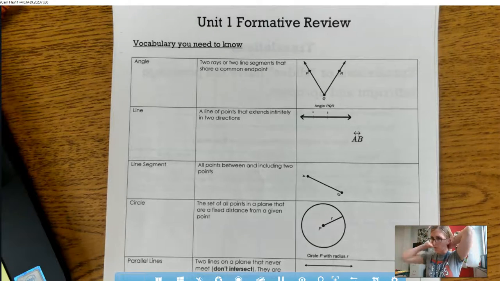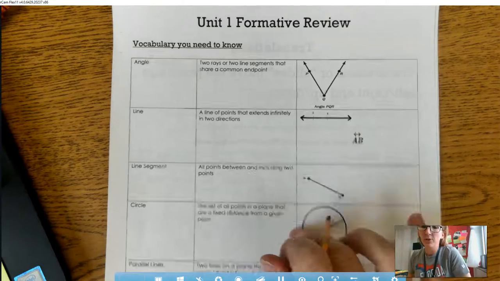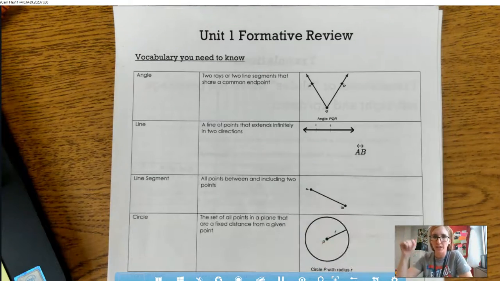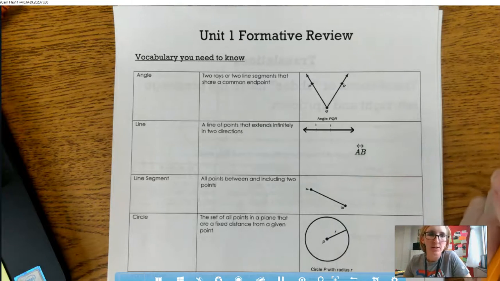Geometry. This is your Unit 1 formative quiz review. You can find this document in the Unit 1 documents in your class notebook. I went and distributed that today. All right, so first off, vocabulary that you need to know.